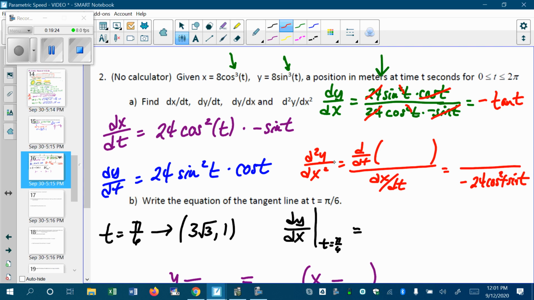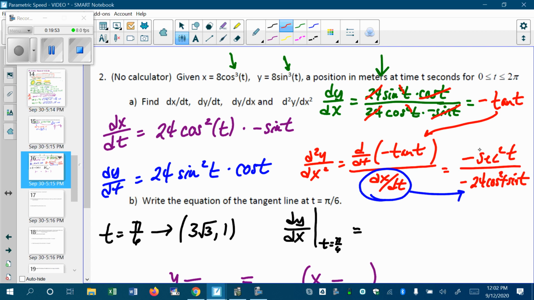So then remember from Mr. Covey's video that the second derivative is found by taking the derivative with respect to t of my dy dx statement. And don't forget the critical piece of dividing by dx dt. So here's my dx dt statement. I need to remember what the derivative of tangent is. The derivative of tangent is secant squared, and my negative is just going to ride along.